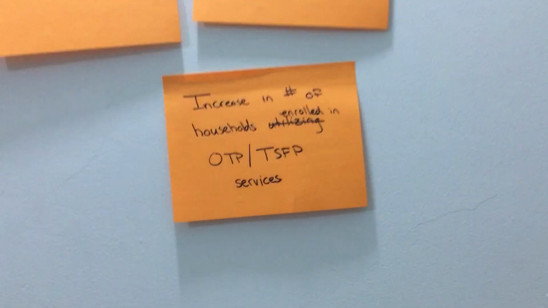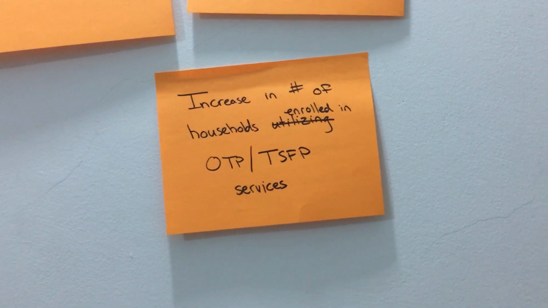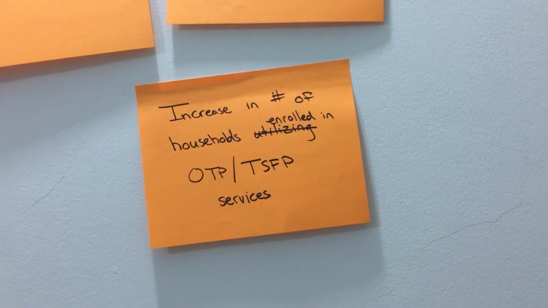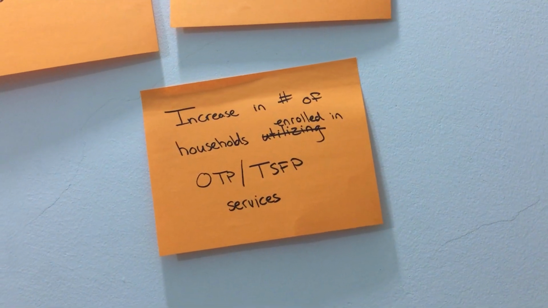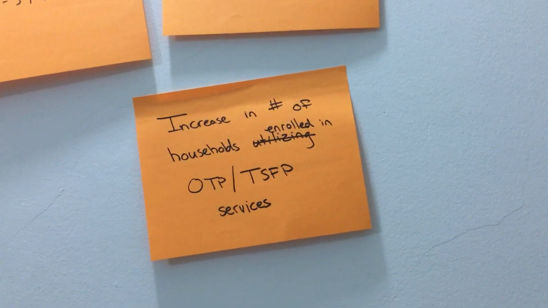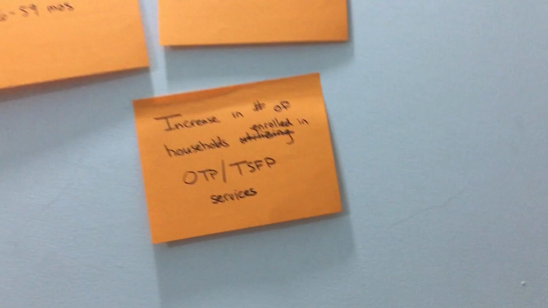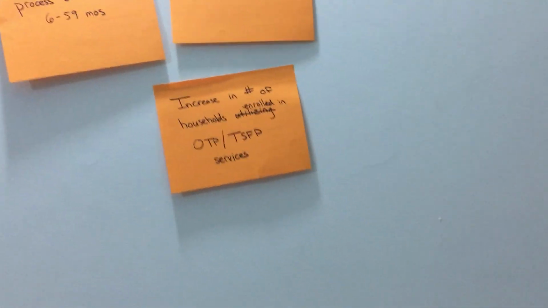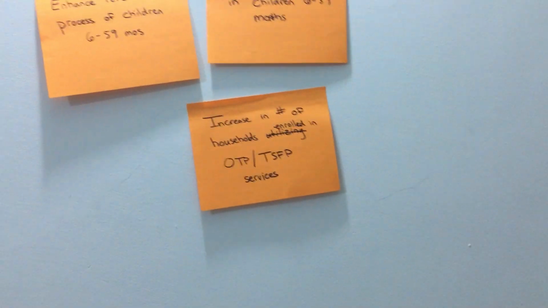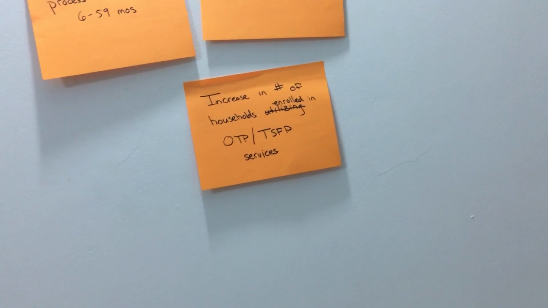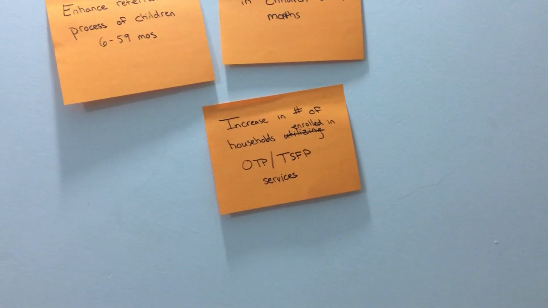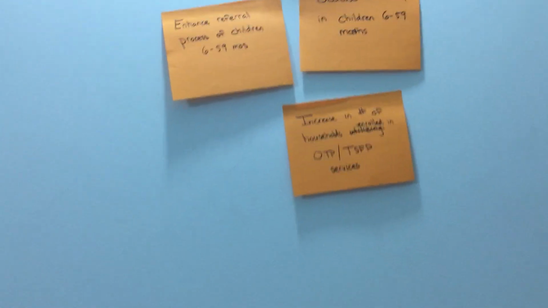So on this outcome, I decided I wanted to change the wording a little bit, that utilizing seemed just a little too vague, and what does it mean to utilize services? So what we want to actually see is children are enrolled in these services, because once they're enrolled, then they're getting the foods that they need for these services, and the children are, from that point on, getting better nourishment.